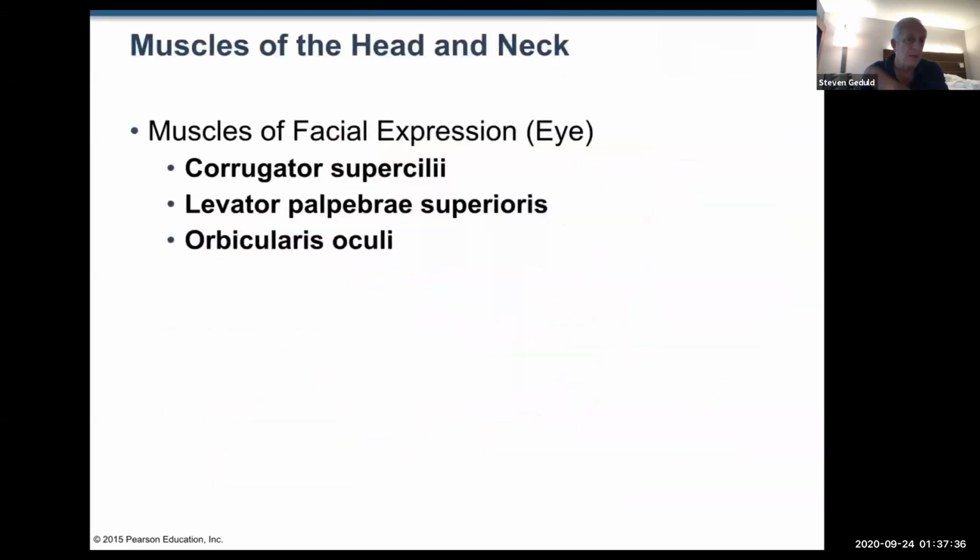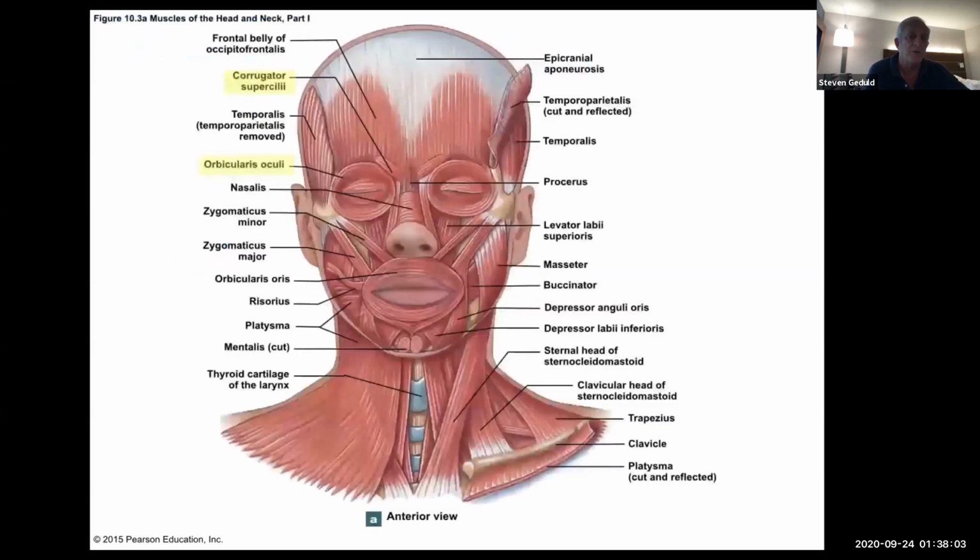Okay. Muscles of facial expression around the eye. You have the corrugator supercilii, levator palpebrae superioris, and the orbicularis oculi. And again, orbicularis means circular muscle, means a circle. Oculi means eye. Oris means mouth. Okay, so it's a circular muscle around the eye, orbicularis oculi. So here's your orbicularis oculi. It's a circular muscle around the eye. These are your corrugator supercilii muscles. Again, they allow you to flex above the eyebrow.